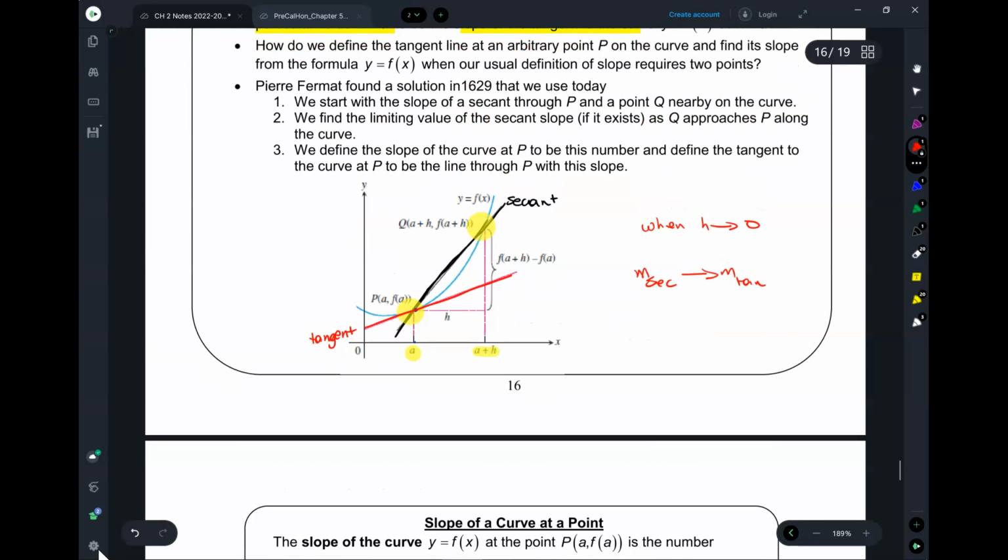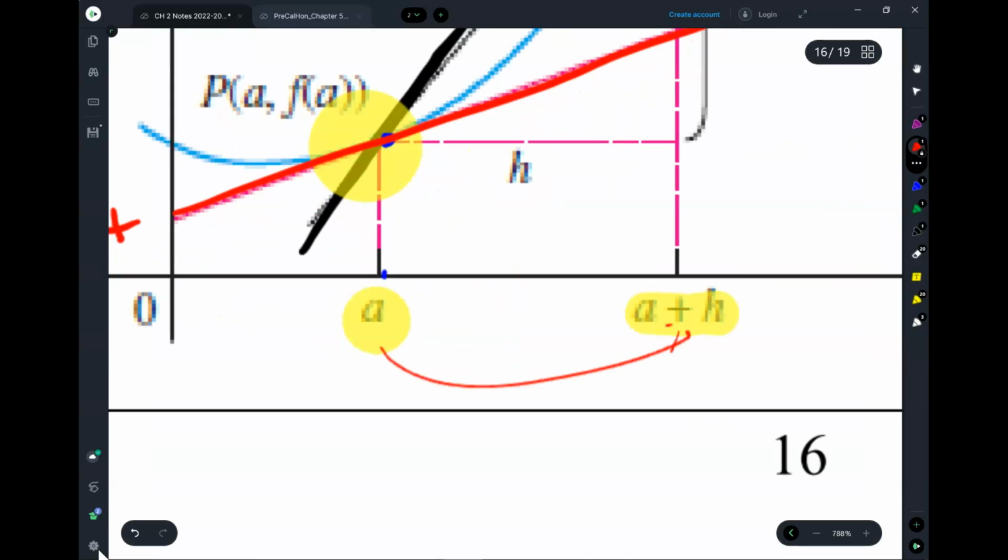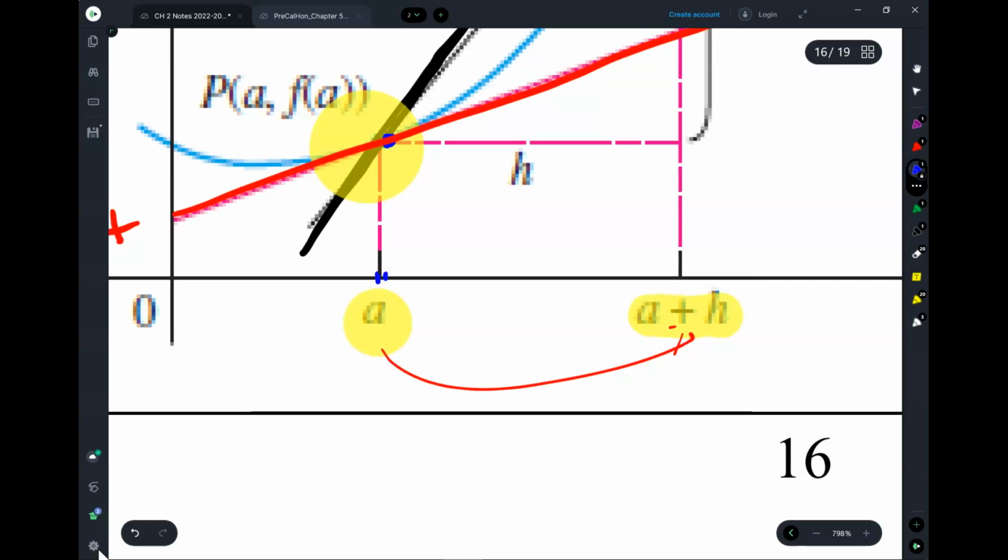H is the distance that you go away from the first point to the second point. Okay? So for the second point, look, I have A here, and then this is the second point. So H is that distance in between. It's almost 0.